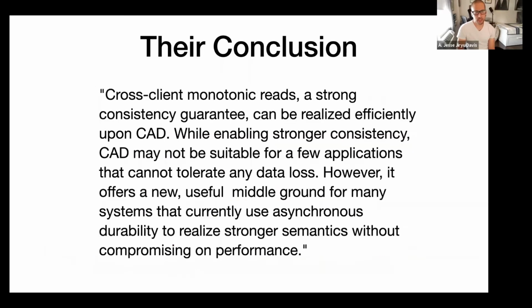So their conclusion is that cross-client monotonic reads, a strong consistency guarantee, can be realized efficiently upon CAD. When enabling stronger consistency, CAD may not be suitable for a few applications that cannot tolerate any data loss. However, it offers a new useful middle ground for many systems that currently use asynchronous durability to realize stronger semantics without compromising on performance. I think that the most ambiguous claim here is that this is a useful middle ground.